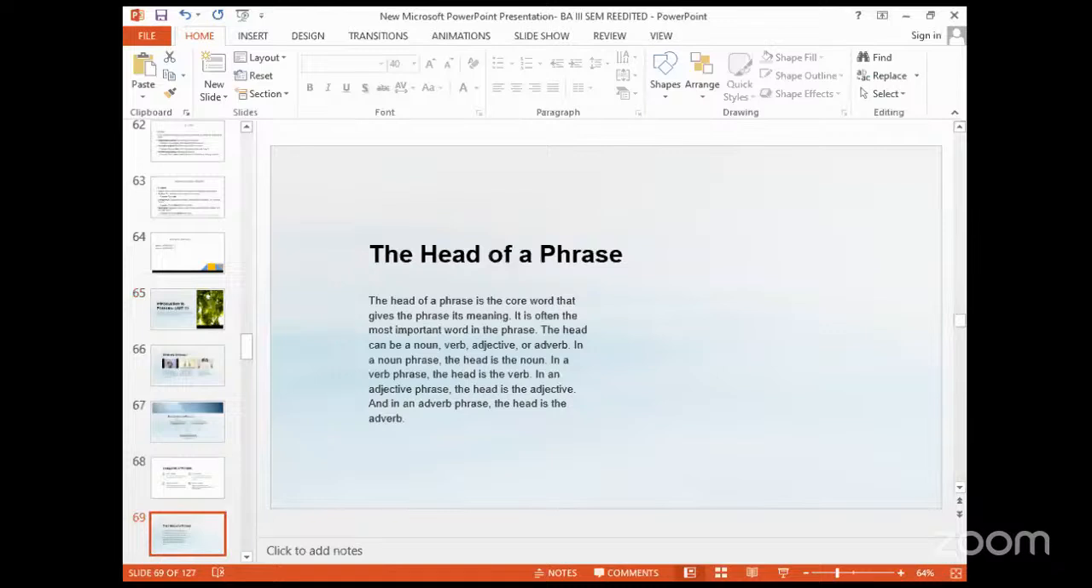Here we go into the head of a phrase. What is this head of a phrase? As I told you, the head is a basic word which determines the grammatical category of a phrase, right? So the head of a phrase is the core word that gives the phrase its meaning. It is often the most important word in the phrase. The head can be a noun, verb, adjective, or adverb. So in a noun phrase, the head is the noun. In a verb phrase, the head is the verb. In an adjective phrase, the head is the adjective, and in an adverb phrase, the head is the adverb.